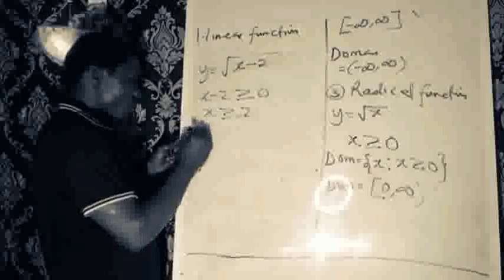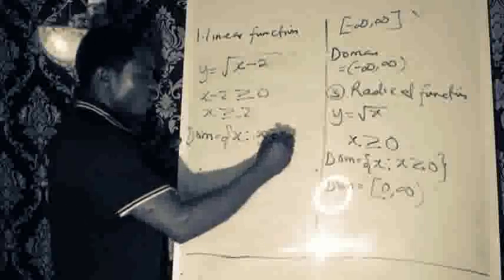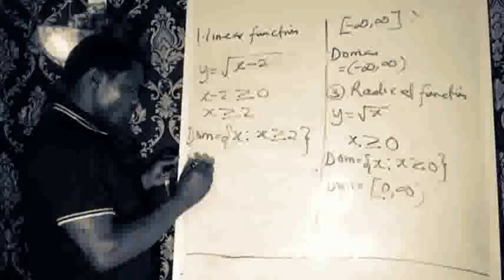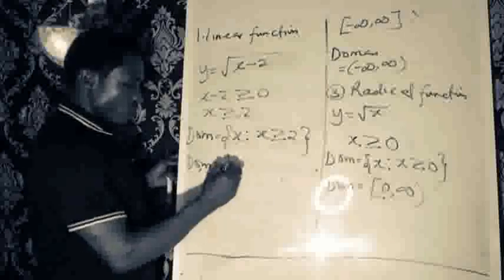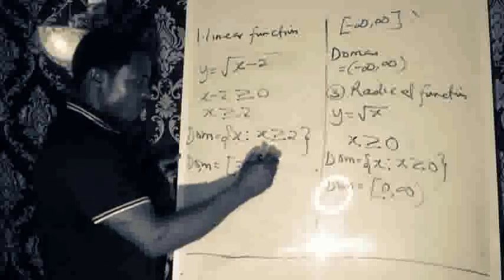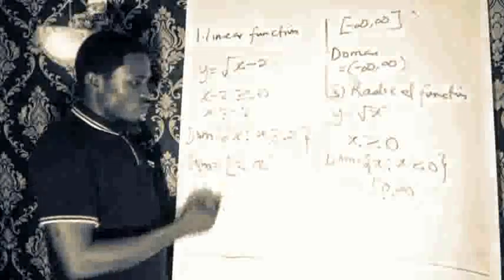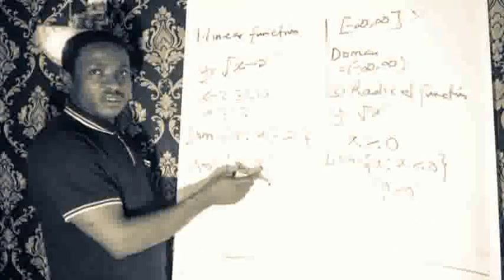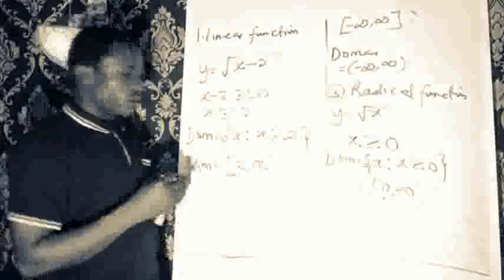So I can say the domain of this function is x such that x is greater than or equal to 2. I can also say that the domain of this function is equal to the square bracket 2 comma positive infinity. Remember, you can see the use of brackets here. The square bracket is used for 2 because the number is inclusive, since they say greater than or equal to. Then positive infinity is used with a normal bracket because we cannot close infinity, as I said in part 1 of my video.